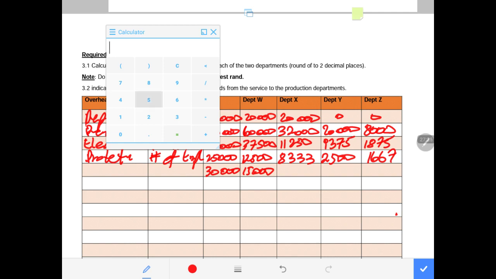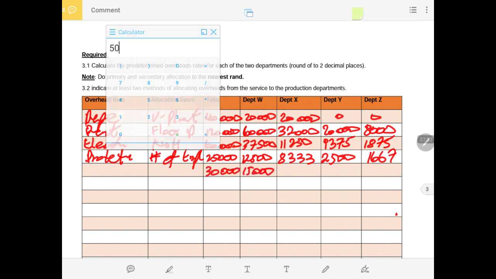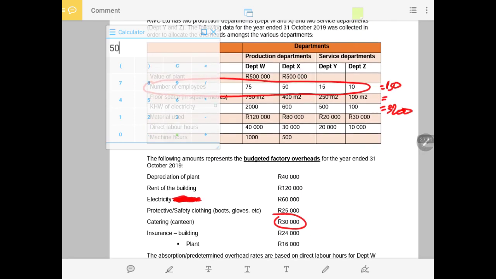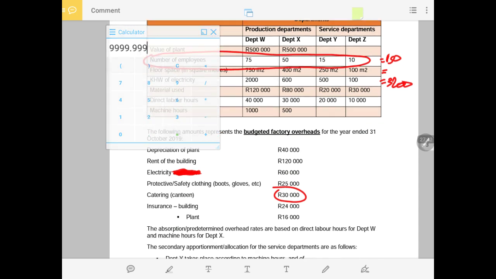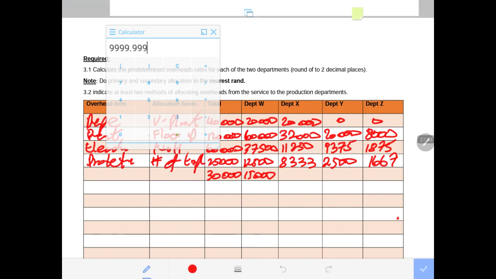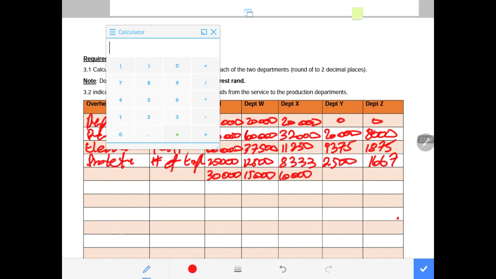Then the next one, it is 50. If my memory still serves me, 50 divided by 150, and we multiply this by the total cost of 30,000 rands, which gives us 9,999, and we can round off this to 10,000. So we already have 25,000, only 5,000 left to be allocated to the other two departments.